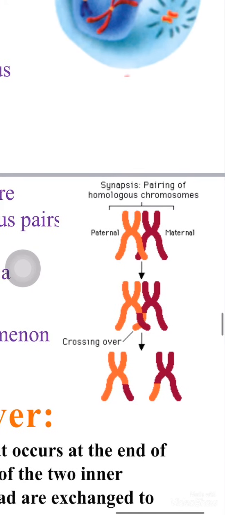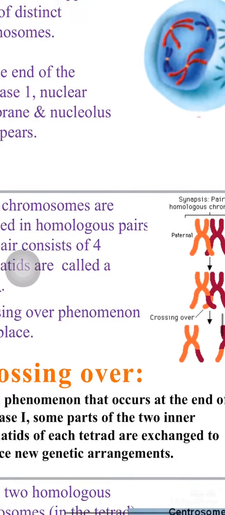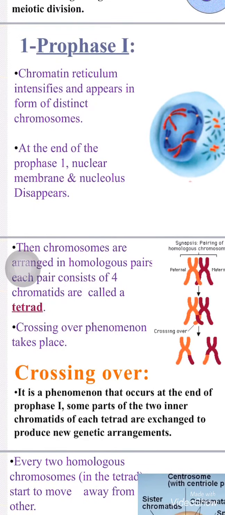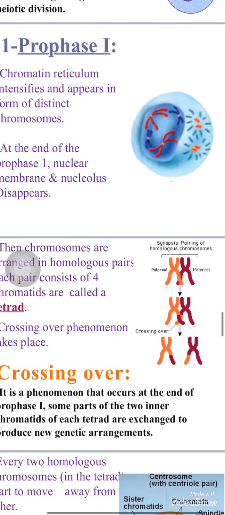As you see here in this picture, the 2 homologous chromosomes are standing near each other, okay? Then crossing over happens, the two inner chromatids exchange parts, okay? Exchange parts. This leads to or produces new genetic arrangement, which leads to variations in the genetic traits in the members of the same species. So that's why you and your brother and your sister are not the same, okay? You are similar in some things, but you are different in a lot of things.